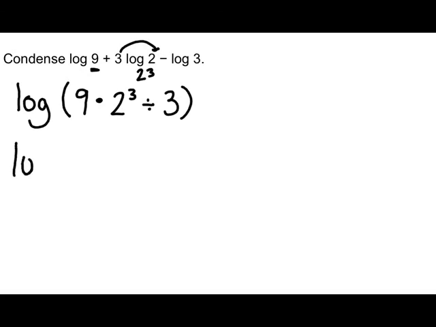Now, when we condense, we want to reduce it as much as possible, so we need to go ahead and finish the math problem. 2 to the third is 8. So it's 9 times 8, which is 72. Now, if I take 72 and divide it by 3, I get 24. So the answer to this math problem, when condensing just numbers, is just 24. It's not 9 times 2 to the third divided by 3. If it's numbers, simplify it completely. Condense it to a single number.